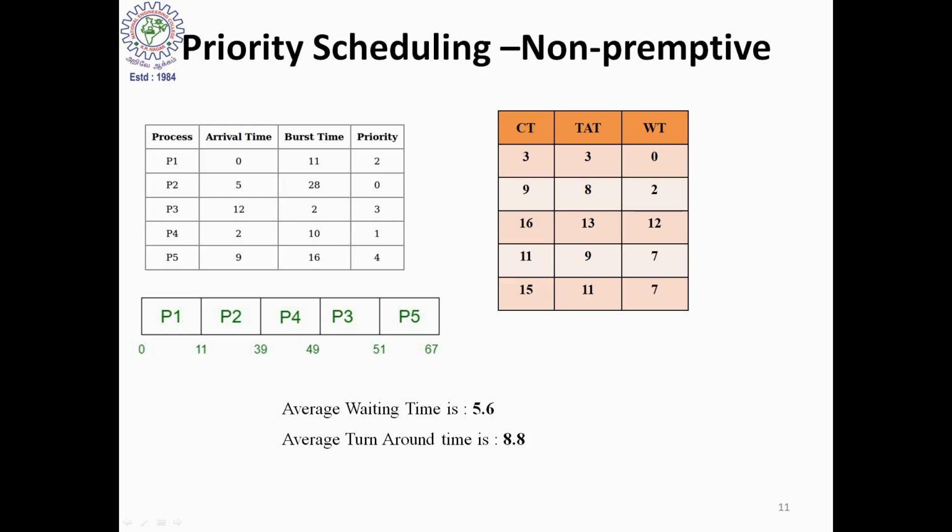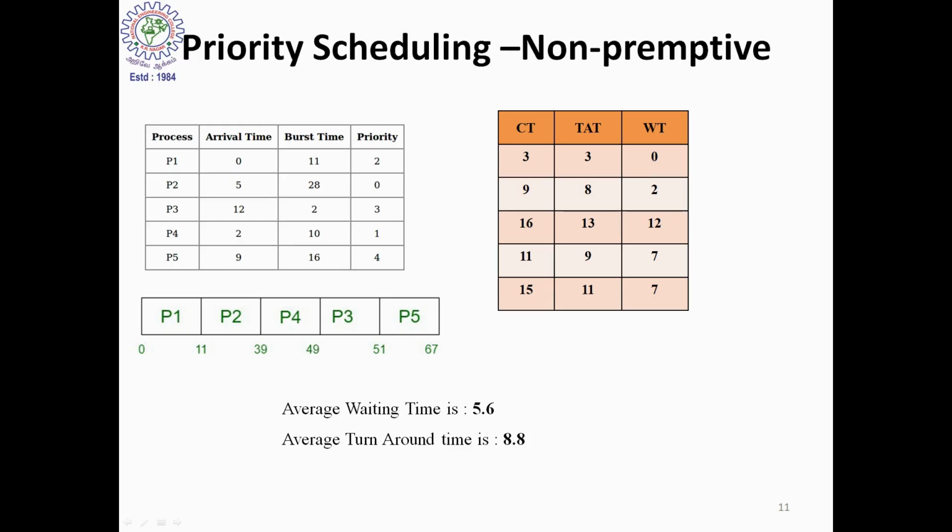So P2, P4 and P5, these three processes, would have arrived inside the ready queue by the end of the 11th millisecond, right? At that time we need to see the priority of these three processes. Among them, which process has the lowest priority number? P2 has priority 0. So definitely I need to give the processor to P2. So P2 is given the CPU at time 11.